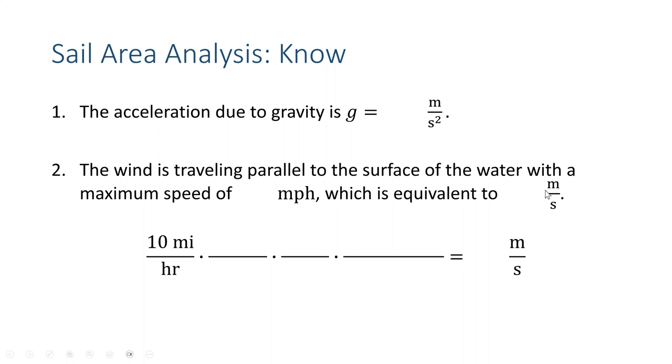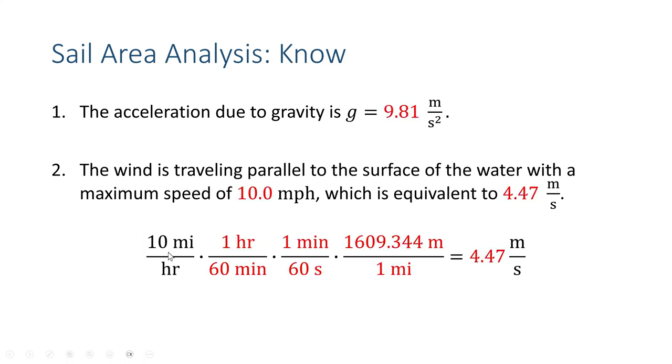Now, the reason we're doing this unit conversion is to make our units match when we put it into our equation. If you remember doing our unit conversion, this is how I like to do it, where I put all of the different conversion factors in this form, so I can look at my units and cancel them out as I'm going through this analysis. So our acceleration due to gravity is 9.81. Our maximum speed is 10 miles per hour, which is equivalent to 4.47.